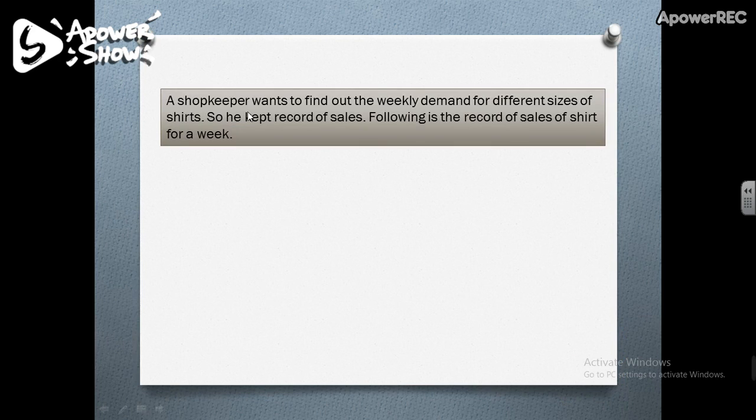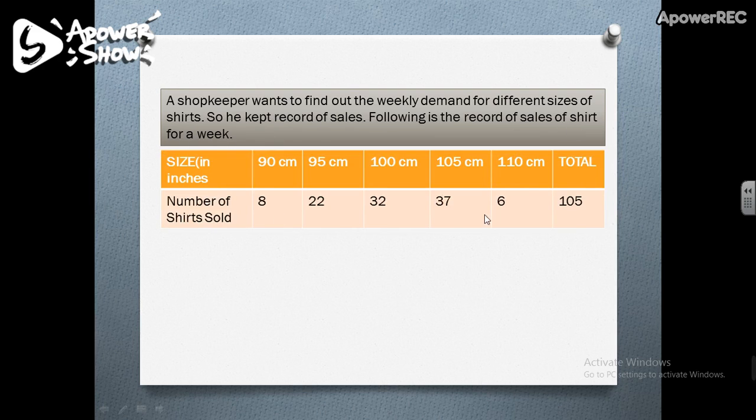A shopkeeper wants to find out the weekly demand for different sizes of shirts. So he kept a record of sales. Following is the record of sales of shirts for a week, which is kept by the shopkeeper. Now he wants to know which shirt sizes he will keep in stock.